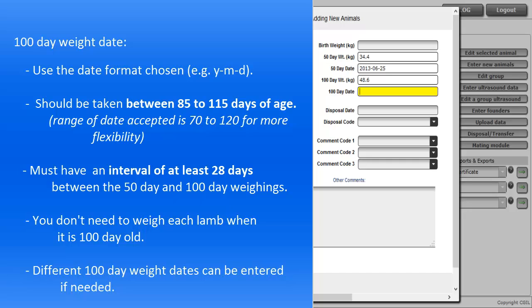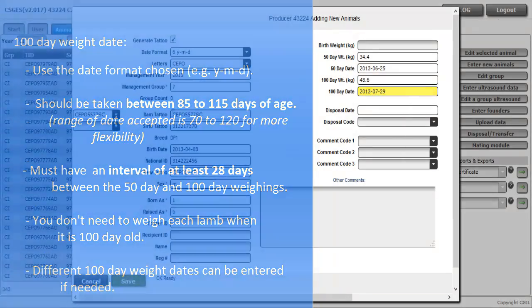It must have an interval of at least 28 days between 50-day and 100-day weighings. You don't need to weigh each lamb when it is 100 days old. Different 100-day weight dates can be entered if needed. It was taken on 2013-07-29.